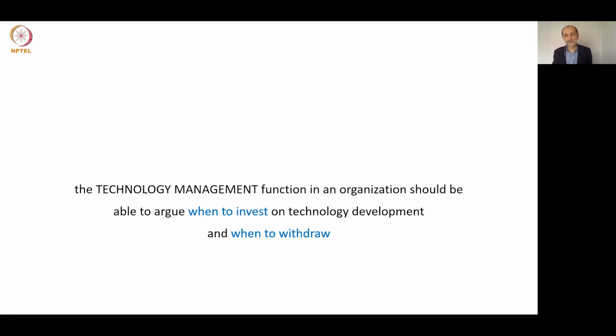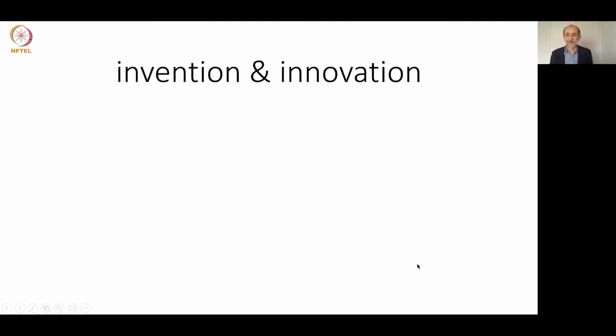But in order to understand how we can treat this decision with the help of forecast, let us first elaborate a bit more on the difference between invention and innovation. Today, those two words are very often used as synonyms when they are absolutely not synonyms from our point of view.